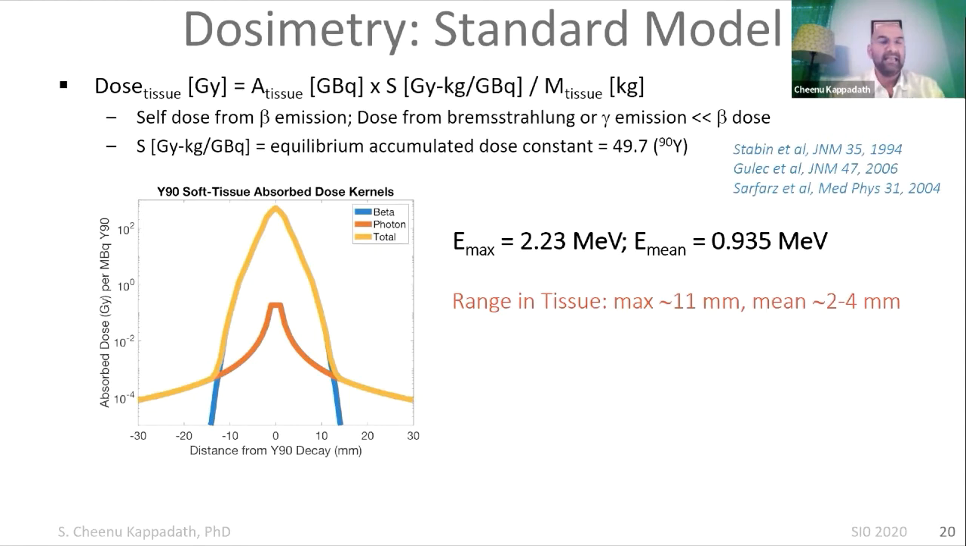So Y90 being a pure beta emitter, all of the dose that is deposited is very local to it. And what I'm showing you is a dose profile of a point source of Y90 sitting right at the origin here. So you can see there's a beta dose here that is really dominating all the doses. The Brem dose is there beyond about 11 millimeters or so, but literally that is 6 orders of magnitude or greater lower than the beta dose at the center. So for all practical purposes, we can just ignore the photon component as contributing any dose to the patient.